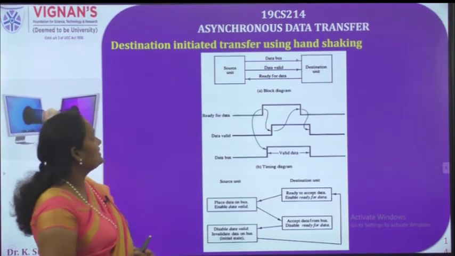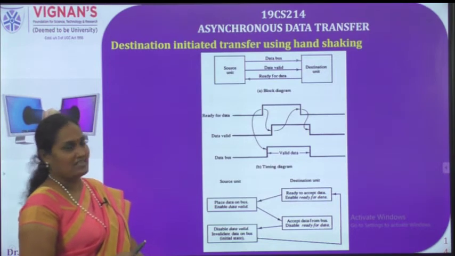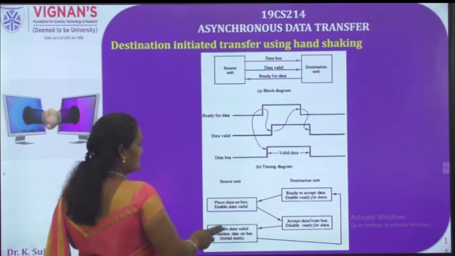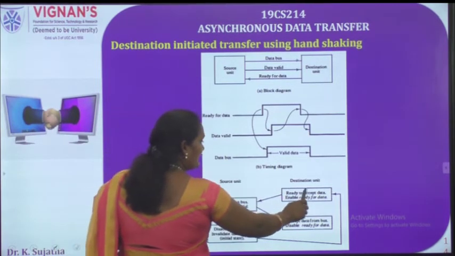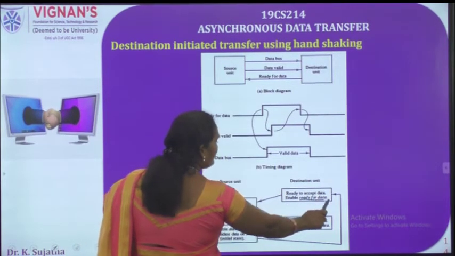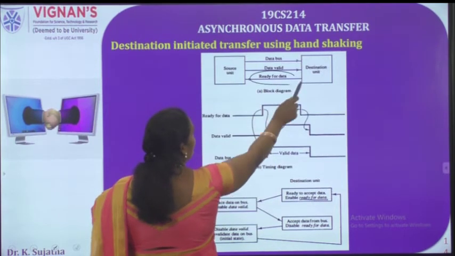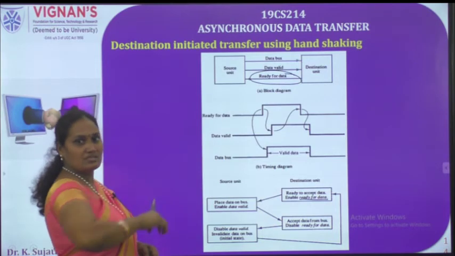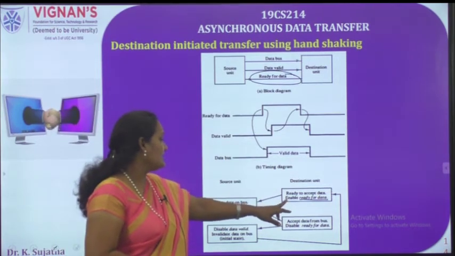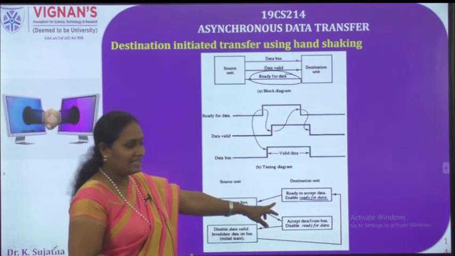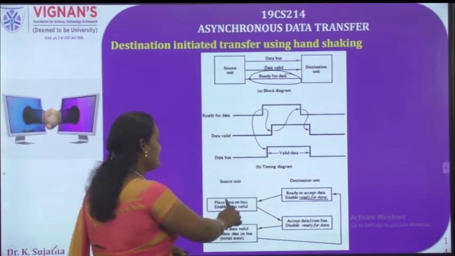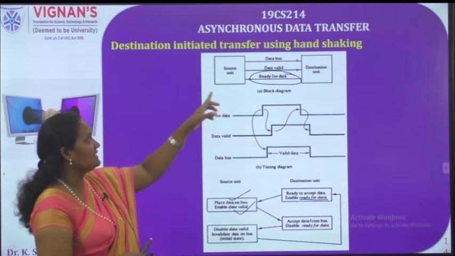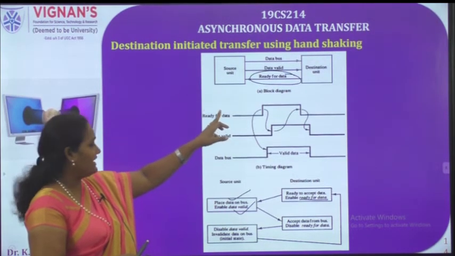Now coming to the next one, destination initiated transfer using handshaking. Let us see this one. In this case, what happens? First the destination indicates it is ready to accept data and enables the ready for data line. This is one control line sent by the destination unit to the source unit. Whenever the ready for data line is enabled, the source places the data on the data bus and enables the data valid line.